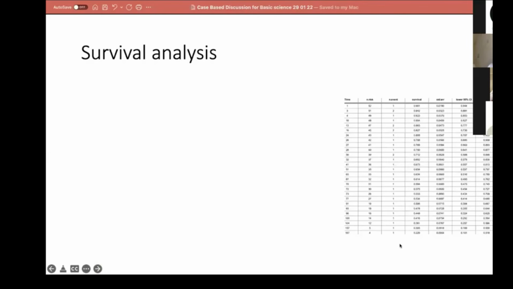So, yeah, I can see the time interval on my left side, and I can see the number at risk, and also I can see the number of events. I think that denotes a failure, and also the survival is calculated here. And also we are getting the confidence interval accordingly based on the sample population.